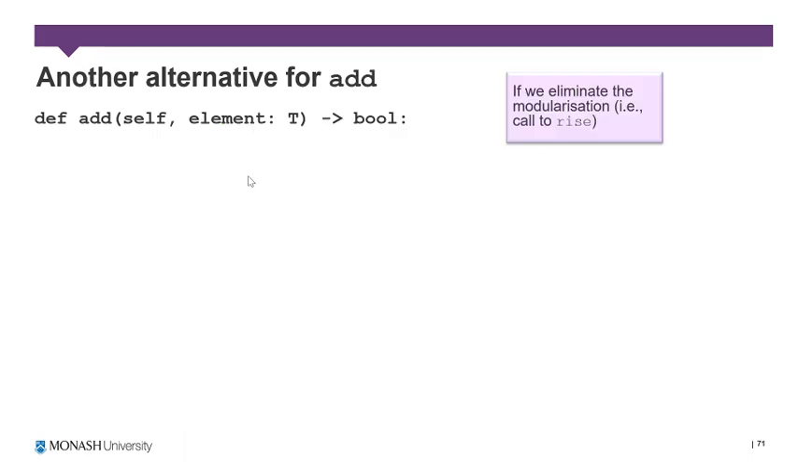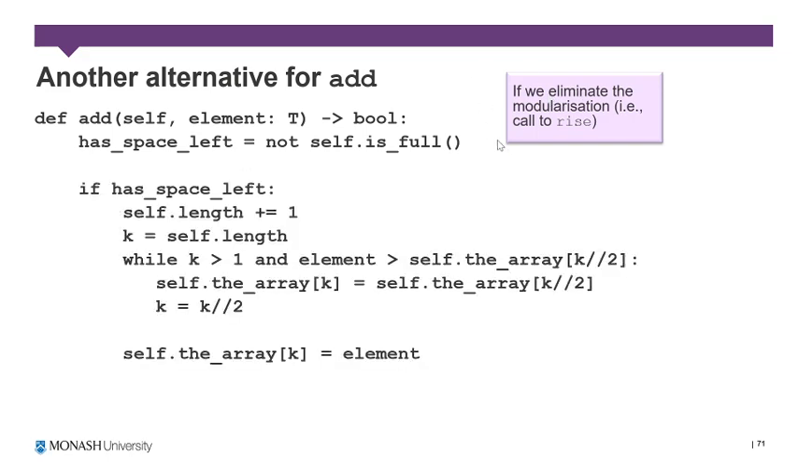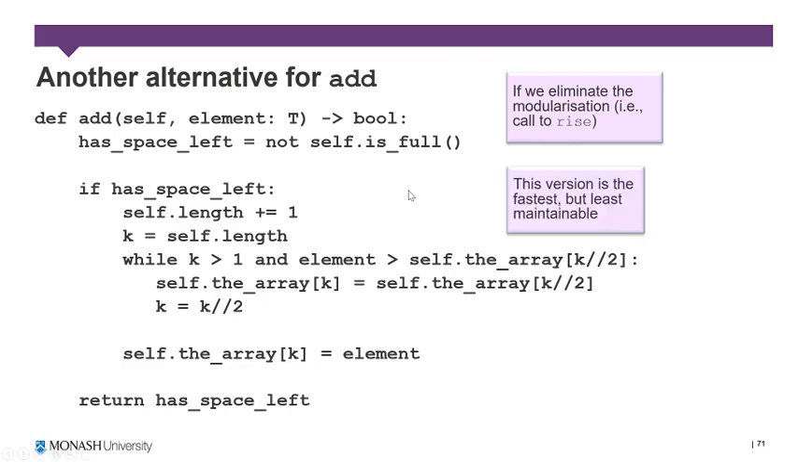Equally, another alternative is if we eliminated the modularization and just put it all into one function. We can see where we calculate the position k, that's basically what rise was doing here: calculating that and rising them up. Whilst this will be more efficient, because we don't have to do the function call, put the arguments on the stack and save any extra registers if you consider MIPS, it may be harder to maintain because it hasn't been well modularized. So making things more efficient and faster doesn't always make it easier to maintain.